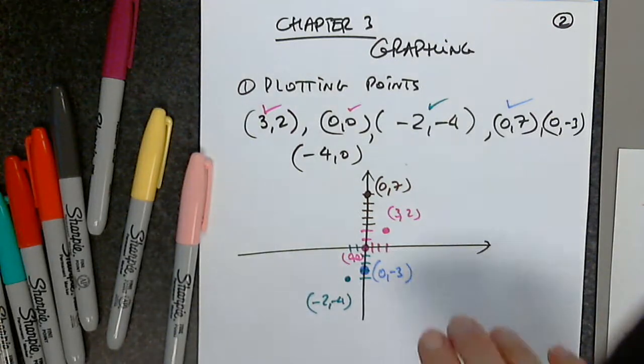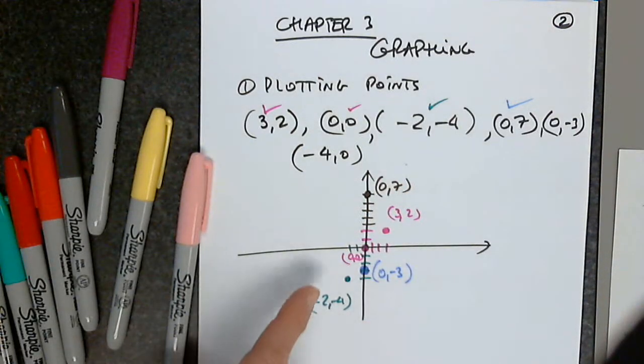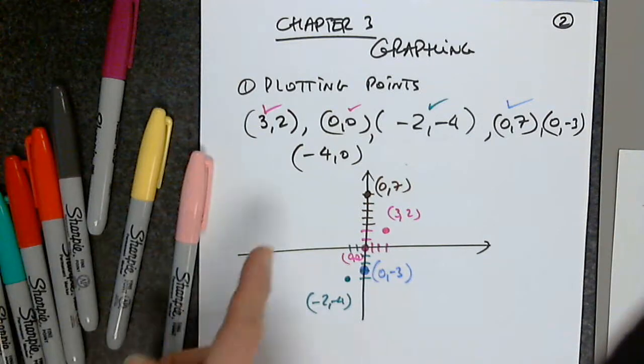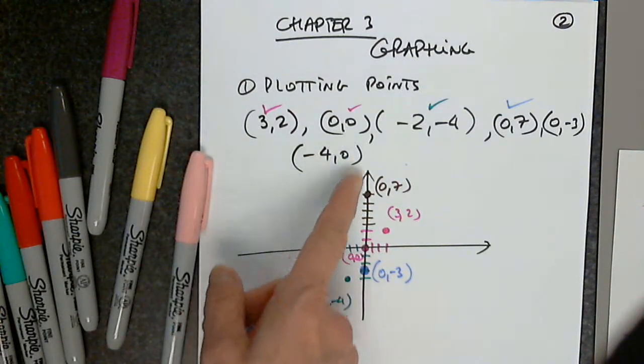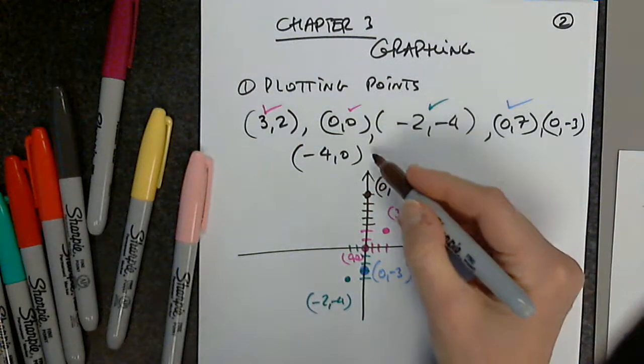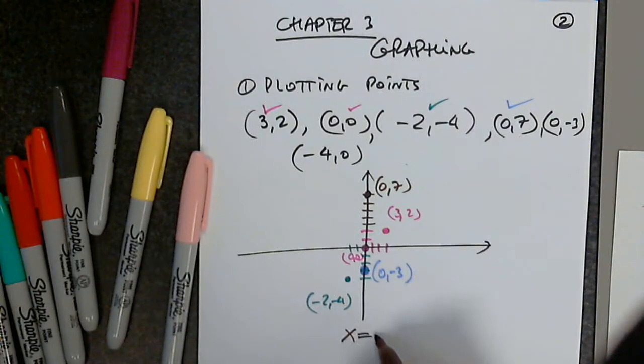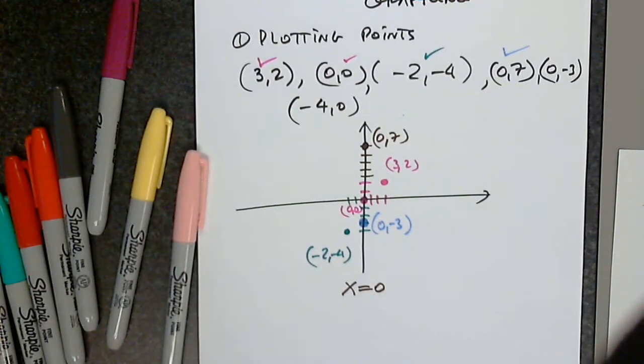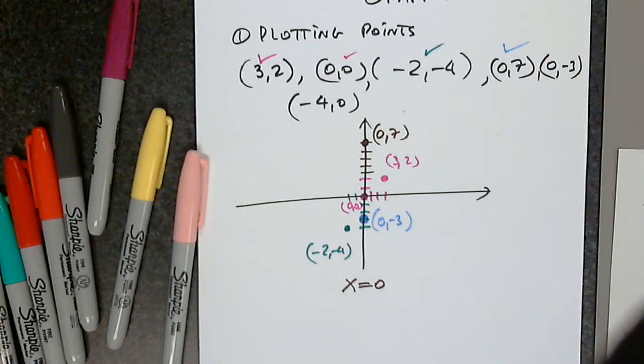Good. Now, look at these 3 points that we have on the y-axis. Is there any conclusion that we can draw about any point on the y-axis? X would have to be 0. Awesome. That's the reason why the equation of this line is x equals 0. It's a vertical line at x equals 0.